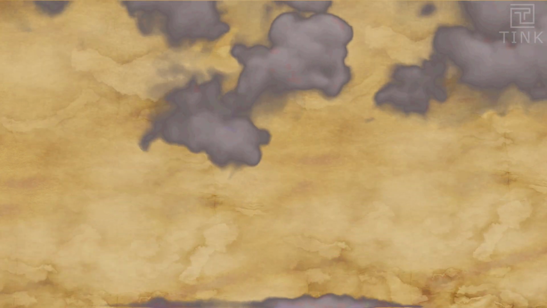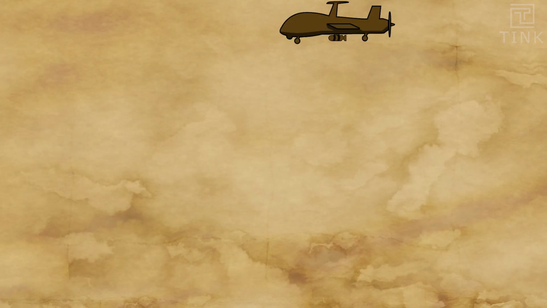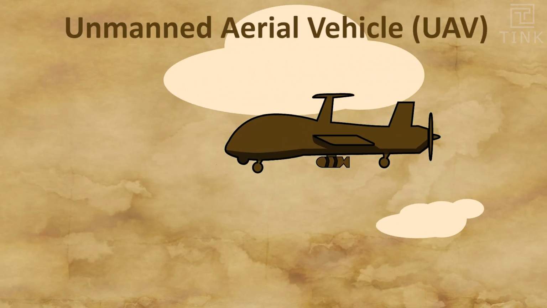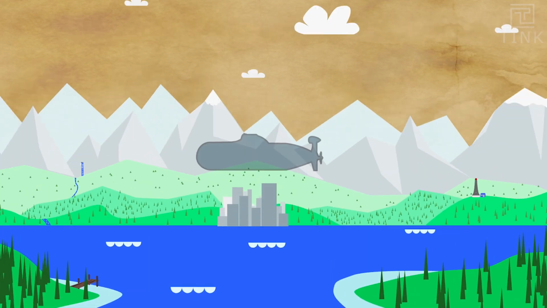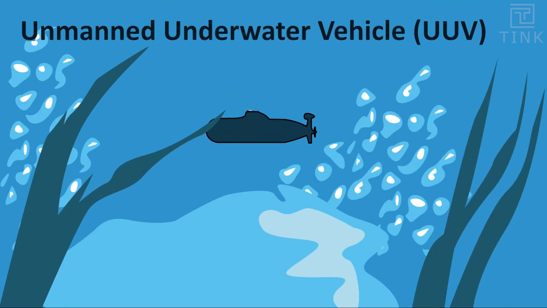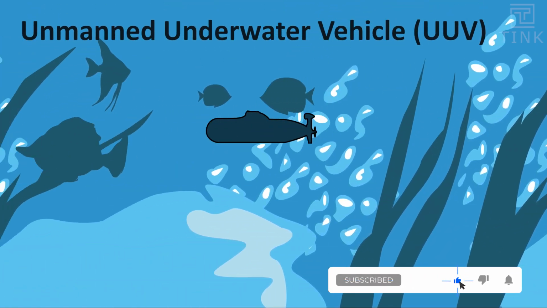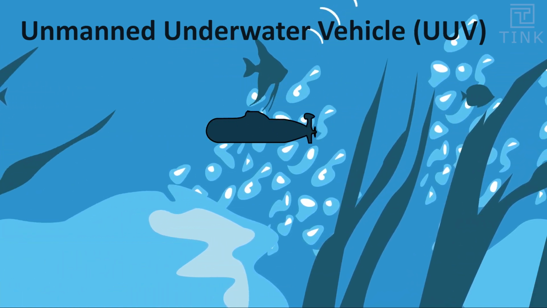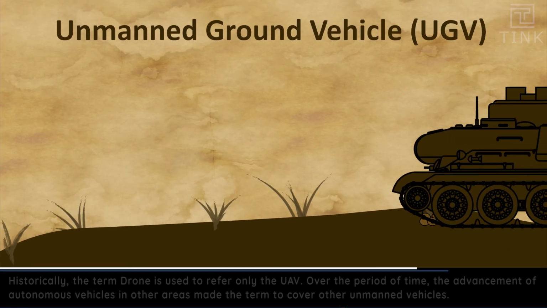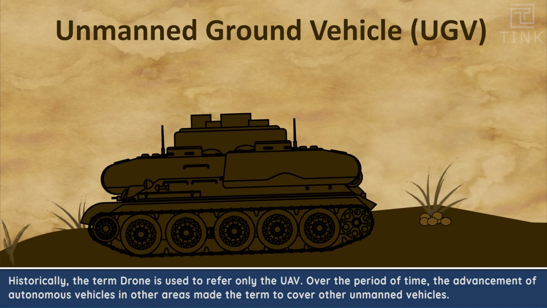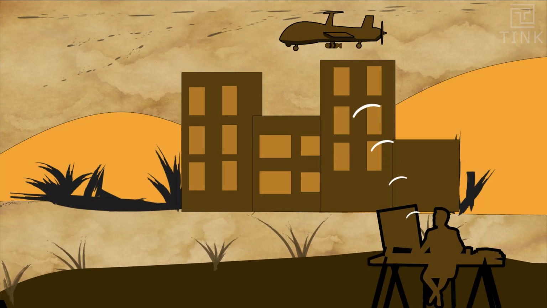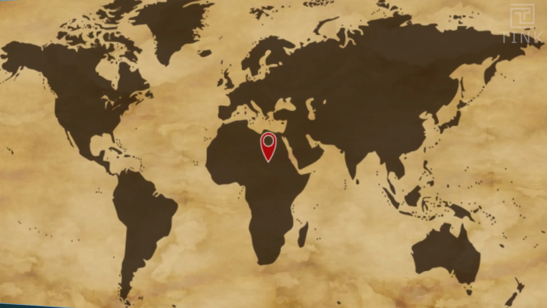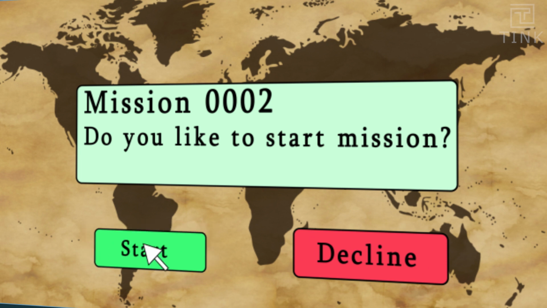The unmanned vehicles that we know today as drones may be classified into different categories such as the unmanned aerial vehicle, the UAV, the unmanned underwater vehicle, the UUV, and the unmanned ground vehicle, the UGV, depending upon its purpose of operation. These drones can be controlled either by remote pilots using remote controls, or the drones can be programmed autonomously to perform a specific mission and return to base.